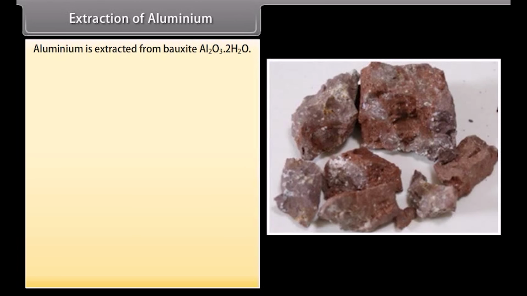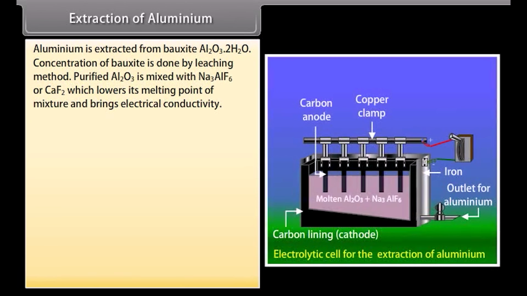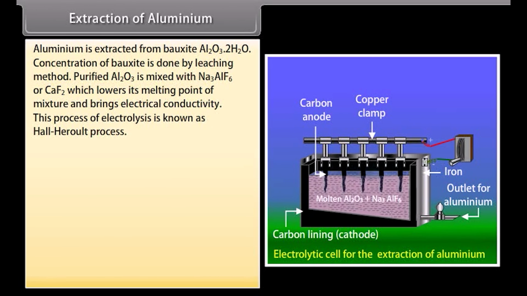Extraction of aluminium. Aluminium is extracted from bauxite, Al2O3.2H2O. Concentration of bauxite is done by leaching method. Purified Al2O3 is mixed with Na3AlF6 or CaF2, which lowers the melting point of the mixture and brings conductivity. This process of electrolysis is known as Hall-Héroult process.